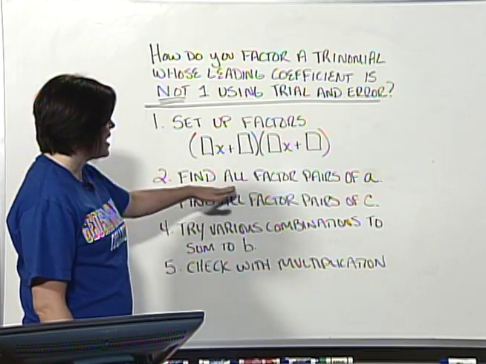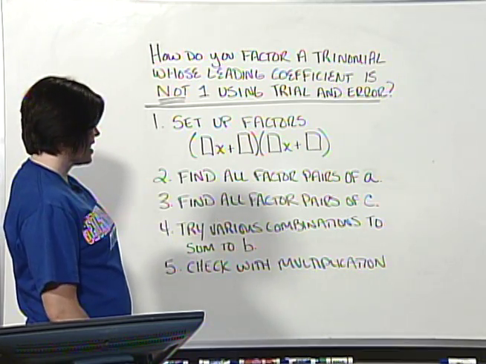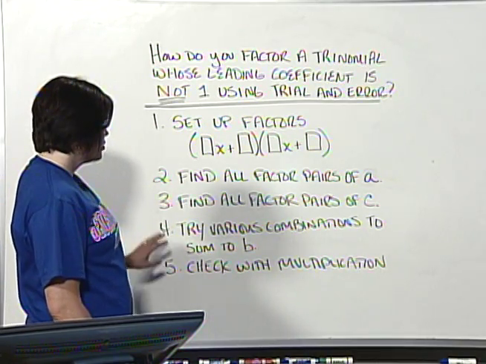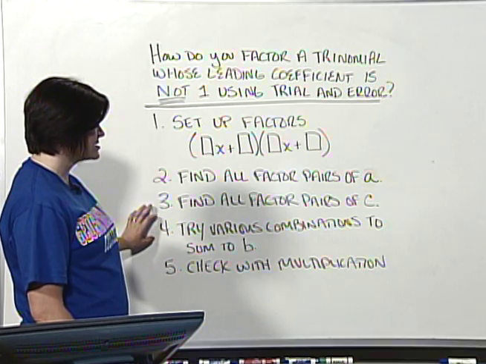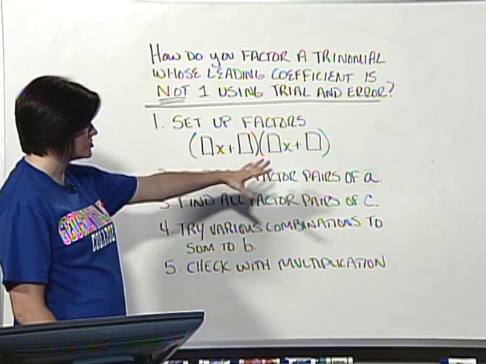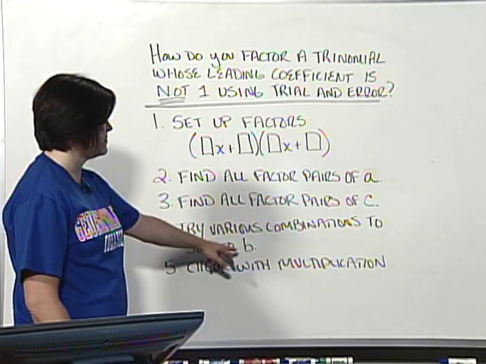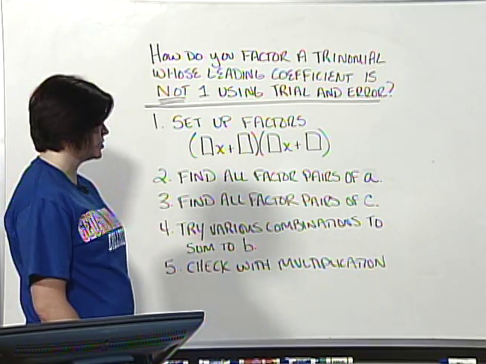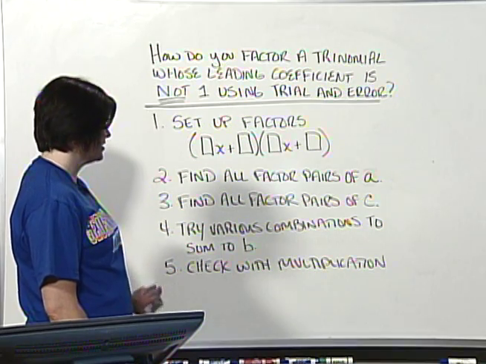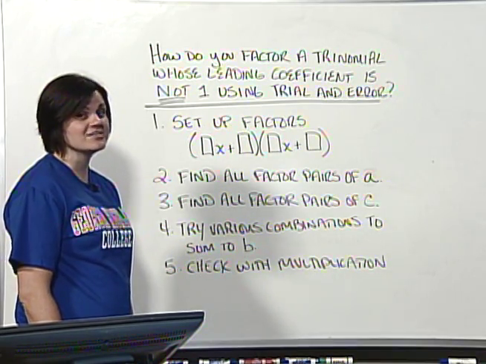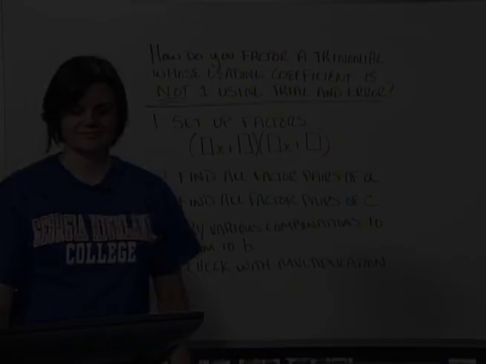Secondly, you're going to find all factor pairs of A and then all factor pairs of C. You're going to then try various combinations of the factor pairs from A and C that are going to add up to make B, which is your middle term. And finally, you'll check your answer using multiplication. Let's look at an example.